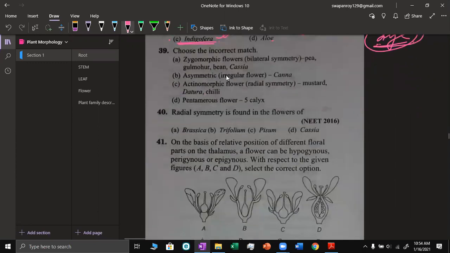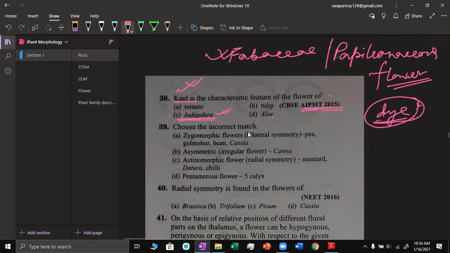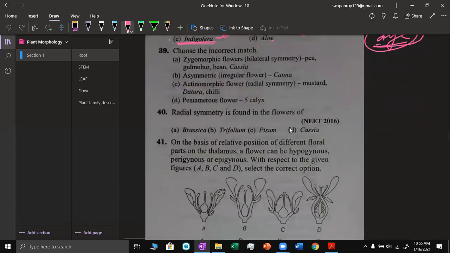Choose the incorrect match. Here again, incorrect match: zygomorphic flower, pea. This is the same one that we have already finished.